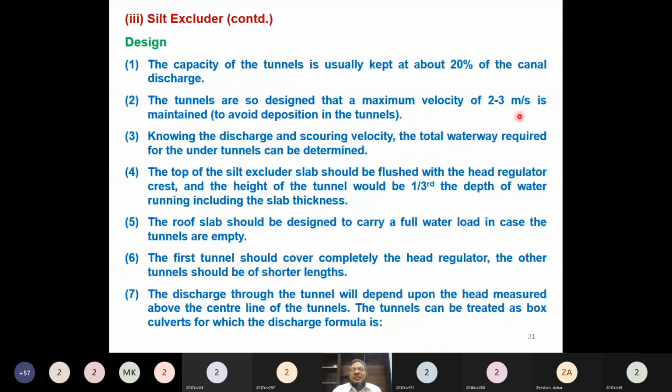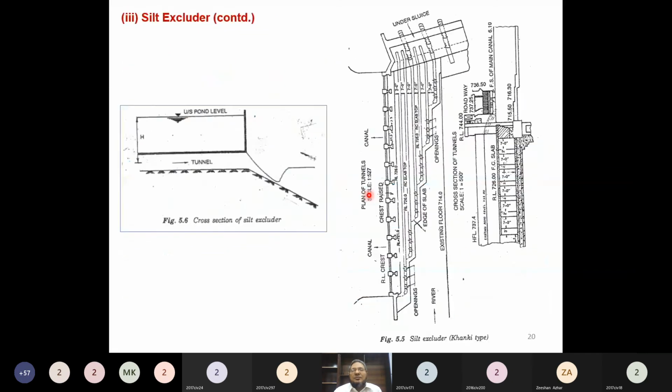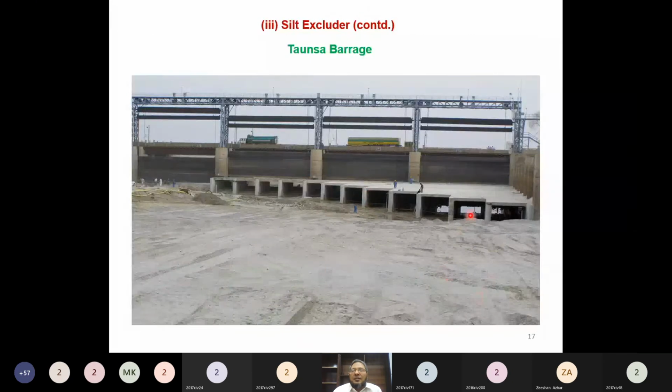So if I know the velocity in the tunnel, and if I also know the discharge, can't I compute the area of flow required for the tunnels? So number 3, knowing the discharge and the velocity, the total waterway required for the under tunnels can be determined. Number 4, the top of the silt excluder slab should be flush with the head regulator crest. This we already studied. And the height of the tunnel should be 1/3 the depth of water running, including the slab thickness. So how much should be the depth of water? Now, if this is the total depth of the flow when the gates are closed, then it should be 1/3, including the thickness of the slab.